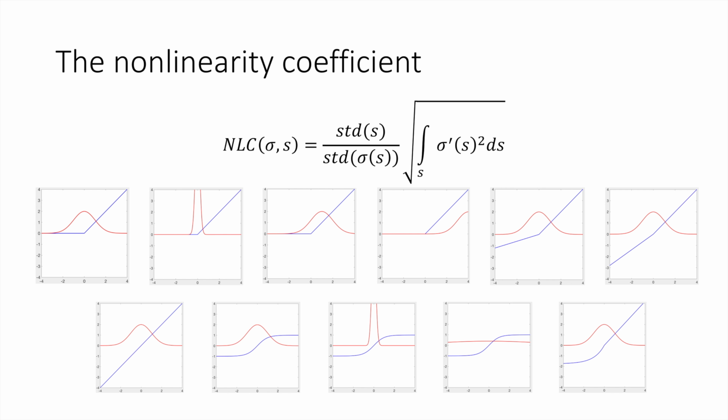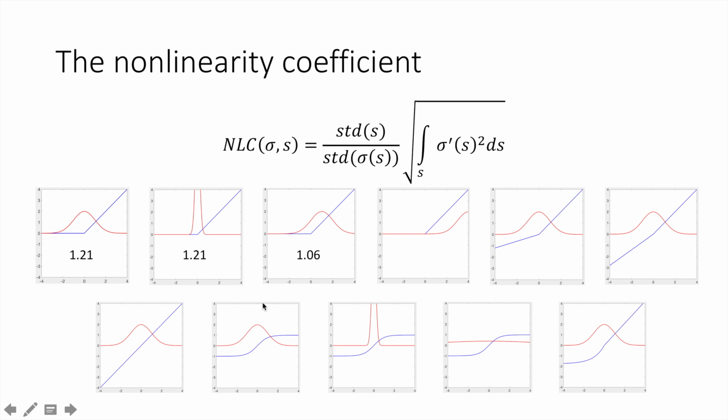To illustrate this, let's look at some sample values of the NLC for some choices of sigma and S. Here, the nonlinearity sigma is shown in blue, and the distribution of S, which is always a Gaussian, is shown in red. A ReLU nonlinearity with a unit Gaussian has an NLC of about 1.21. The same is true for a ReLU nonlinearity with a narrow Gaussian. The NLC for ReLU is invariant under the multiplicative scaling of S with some positive constant because ReLU is itself invariant to such multiplicative scaling.